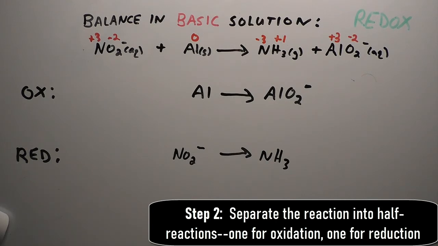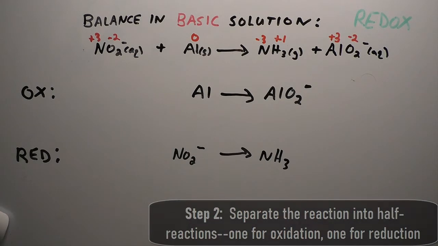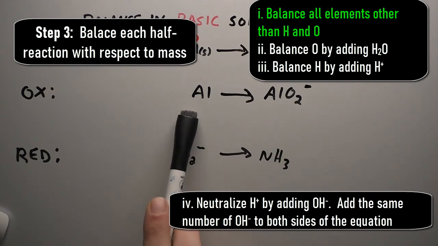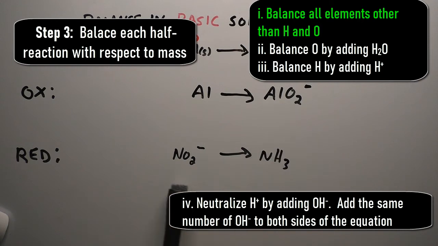Now step 3, it's a pretty big step. There's a lot of little sub-steps involved in step 3. The first sub-step of step 3 is to balance all elements other than hydrogen and oxygen. Now in this case, if we leave all 4 of these coefficients as a 1, this step is already complete. We have 1 aluminum over here, 1 aluminum over there, we have 1 nitrogen over here, we have 1 nitrogen over there. So other than hydrogen and oxygen, these elements are already balanced. So we're good to go for that one, so we can move on.